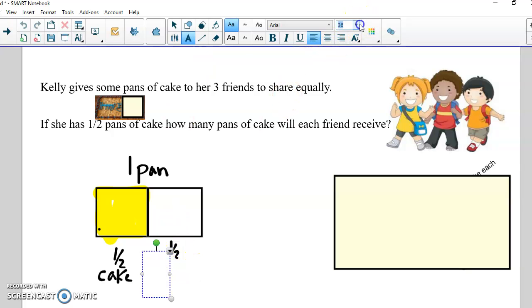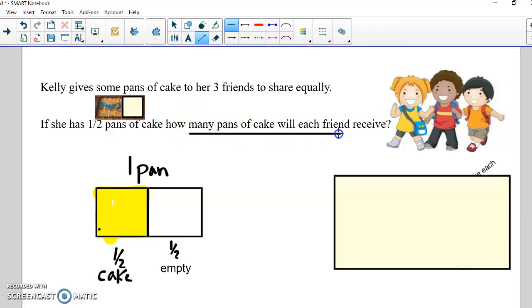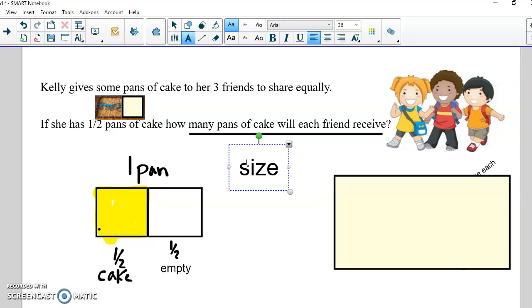I'm sure some of you wrote empty. Remember, if we look at our picture here, this pan is still there, but now this part is empty. And the question's asking us, how many pans, or how much of the pan is each friend going to receive now? So when I'm doing this problem, I'm thinking about the size of the piece they're going to get. So, if this is your cake, if you were Kelly, how would you share those with your 3 friends up here?